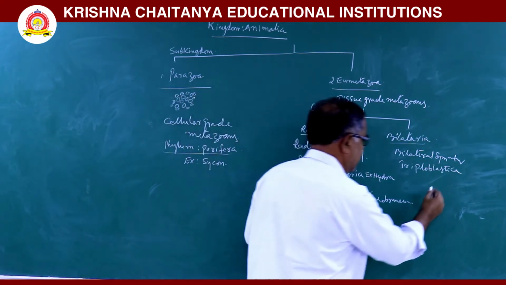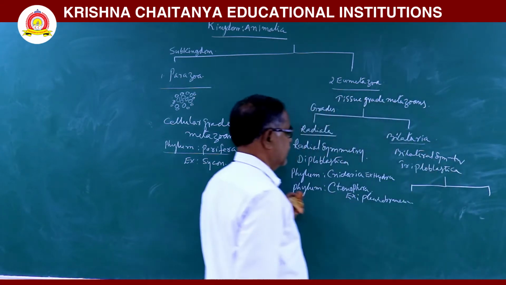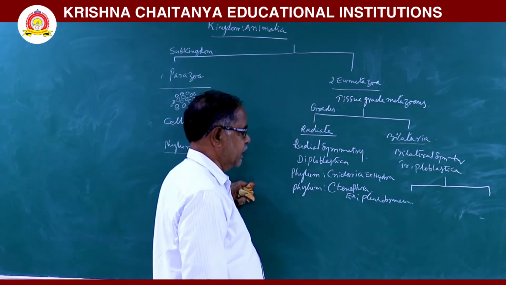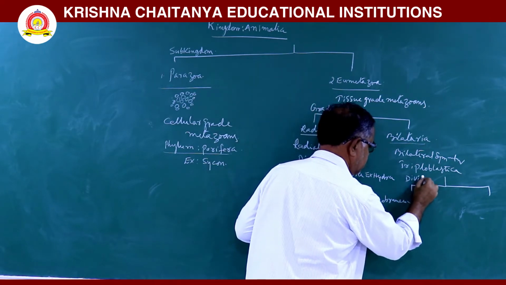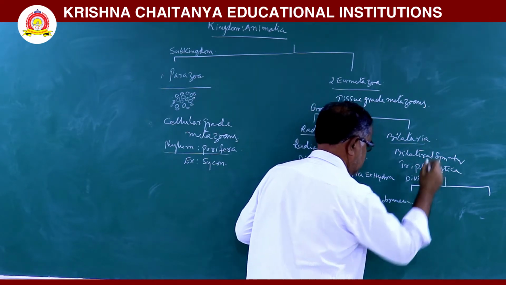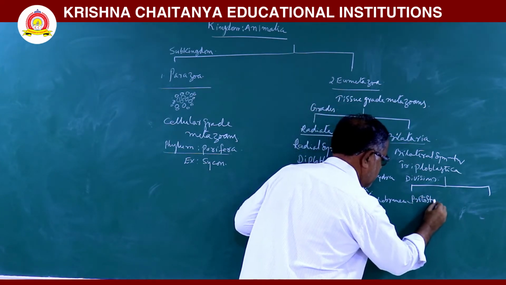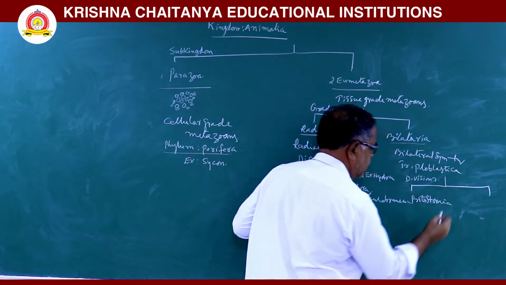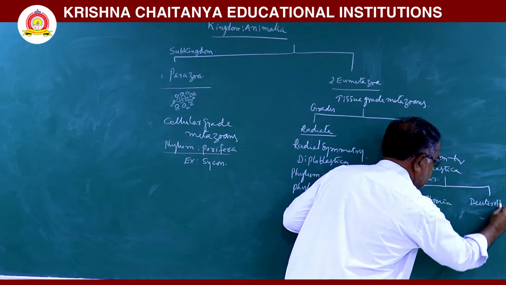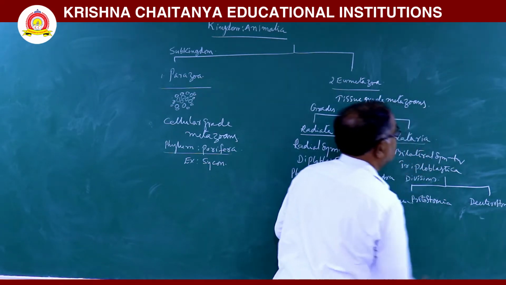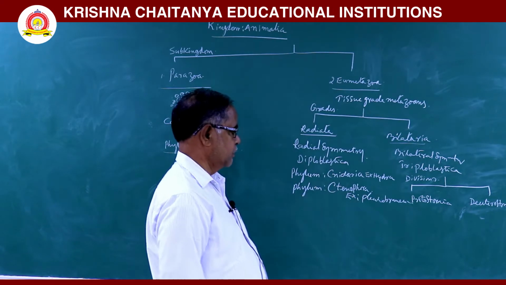Depending upon this character, this grade Bilateria is further classified into two divisions. One is Protostomia. Second one is Deuterostomia.